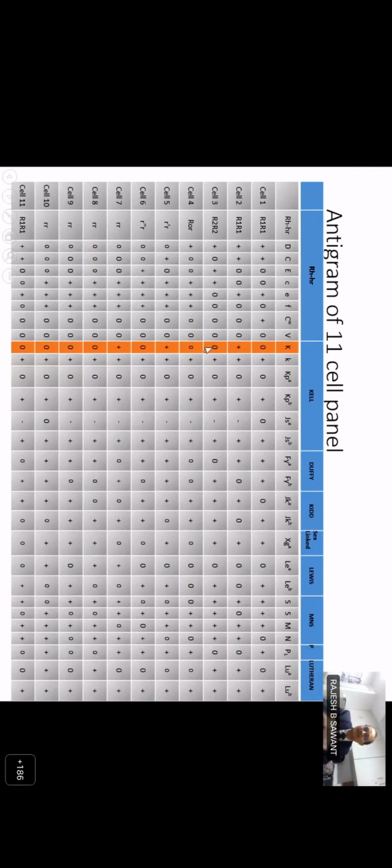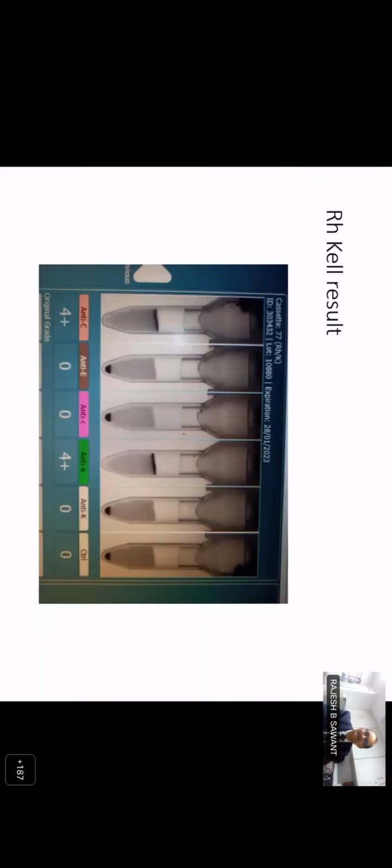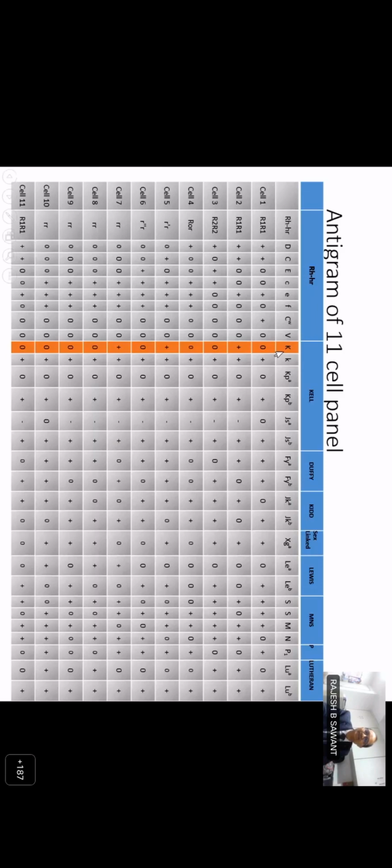Okay, this is not the way in which we interpret, but for simplicity, I'm just explaining you this way. Otherwise, we look at the homozygous versus heterozygous expression and various other things. So there are different rules for reading and interpreting the antigram of an 11 cell panel. But since you will not be doing this on a routine basis, because this is a little advanced immunohematology, I am restricting to this particular approach. So here, what you identify is this is possibly a K antibody against the K antigen.